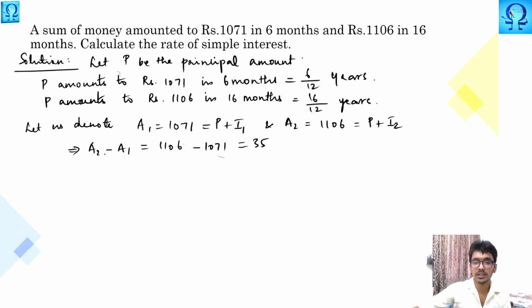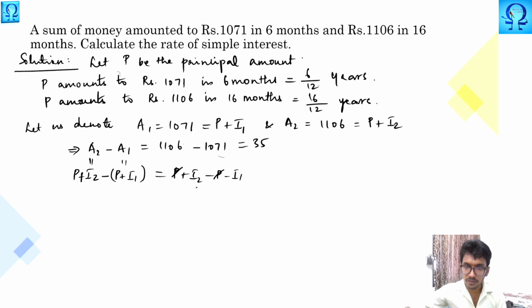That is, the difference in amount is 35. But what is this A2? This is P plus I2, right? So this A1 is P plus I1. So you are subtracting these things. So this is P plus I2 minus P minus I1. So mathematically speaking, these two get cancelled and you get the difference of these interests as 35.